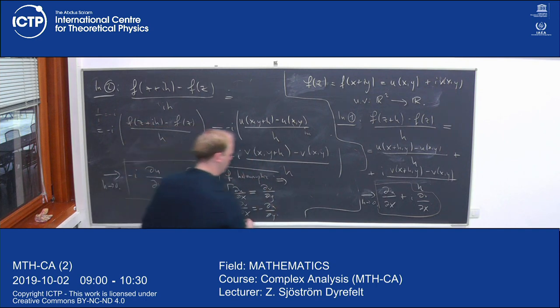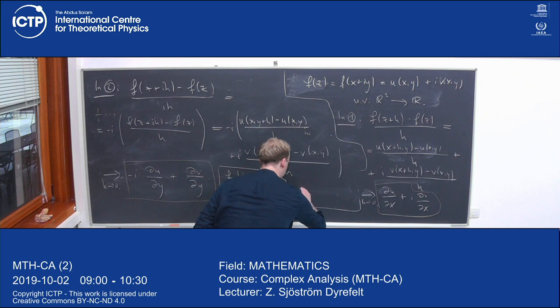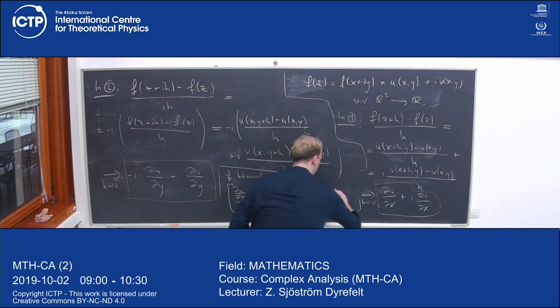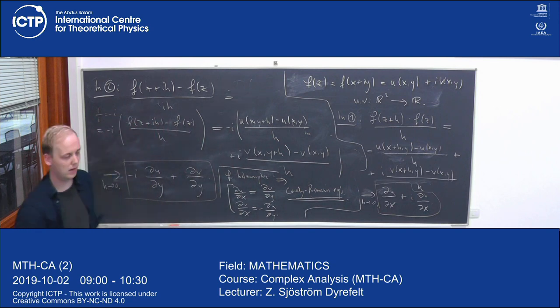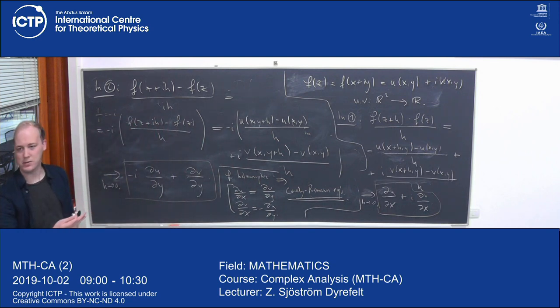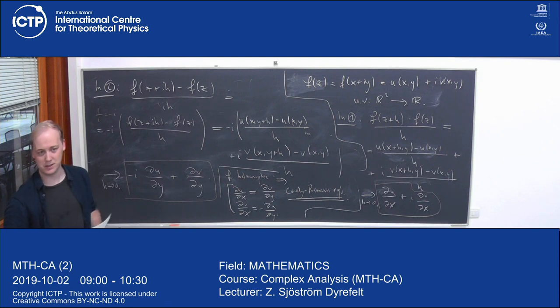Okay, and this is what is called the Cauchy-Riemann equations. Okay? So these are the Cauchy-Riemann equations. So far we have shown that if f is holomorphic, then it has to satisfy the Cauchy-Riemann equations. So in particular, you see not every function satisfies this.